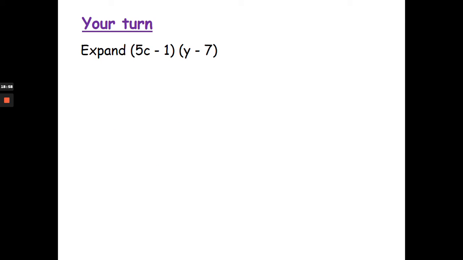So have a practice at this one. So you can pause the video again here and I will go through it. So we're going to get 5cy minus y minus 35c plus 7. So don't forget minus 1 times minus 7 is going to give me a positive as they're both negative.